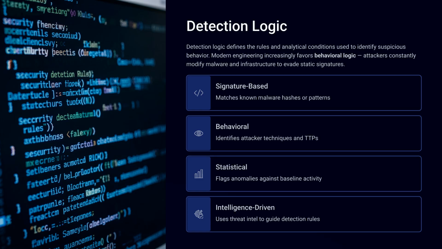Detection logic defines the rules and analytical conditions used to identify suspicious behavior. Modern engineering increasingly favors behavioral logic, as attackers continuously modify their tactics to evade static signatures. We use signature-based, behavioral, statistical, and intelligence-driven logic.